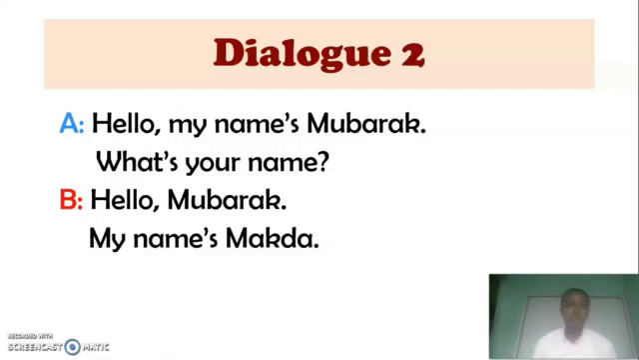Let's continue to dialogue 2. Again, the dialogue happens between two people. So they greet each other and then they ask their names and they tell their names.